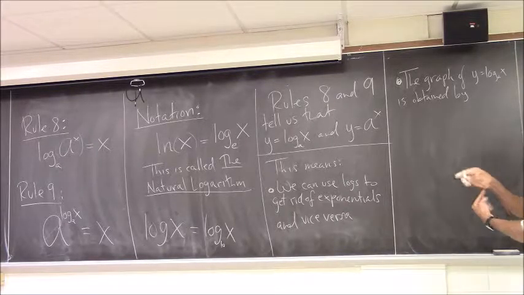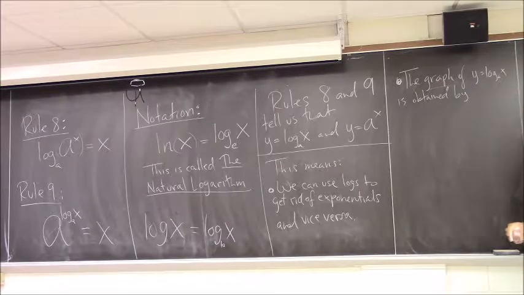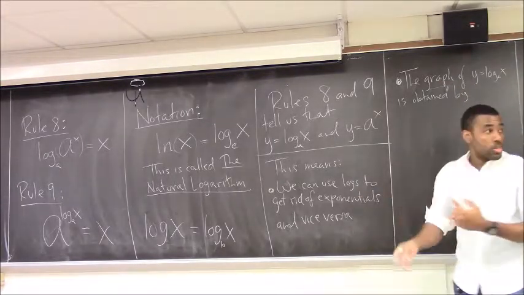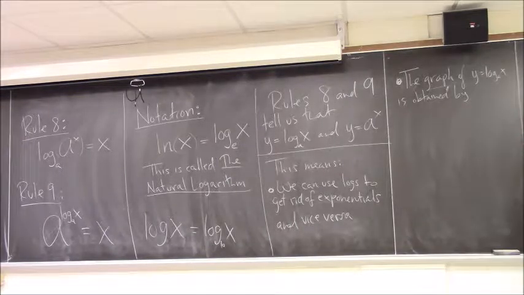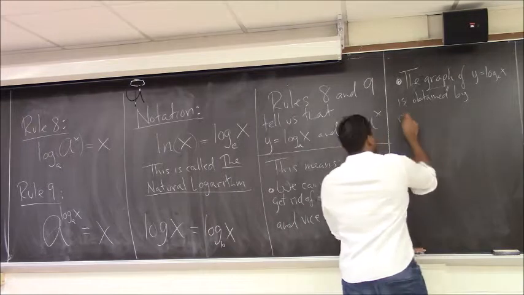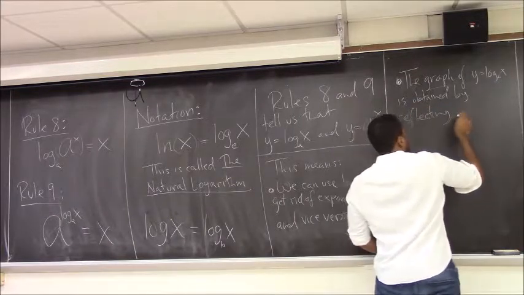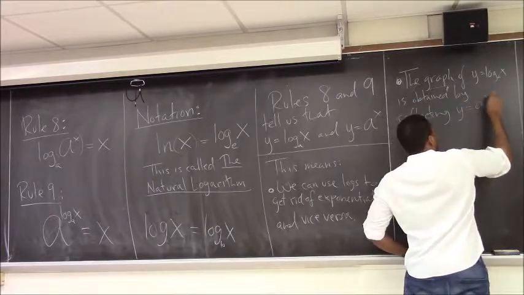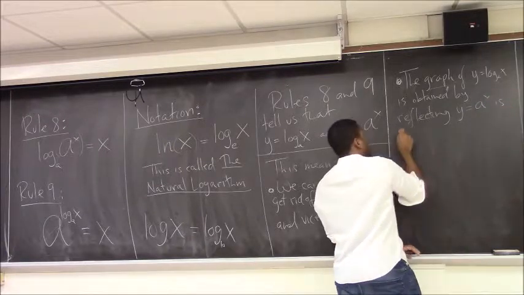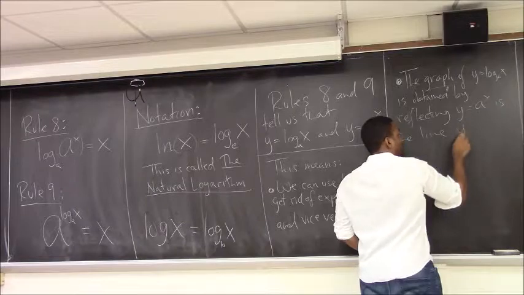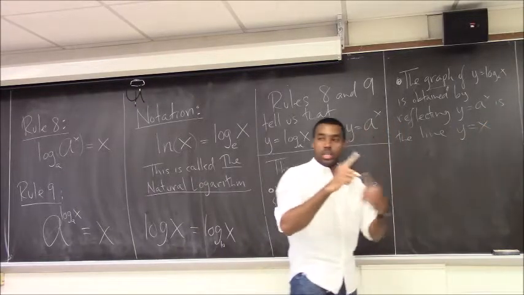But I'm specifying graphs here. How do I get to a picture? If I give you the picture of a function, and I tell you it has an inverse, how would you find the picture of the inverse? It's a reflection operation. You're reflecting y equals a to the x in a line. Which line do you reflect in? Do you remember? y equals x, because you're switching the input and the output.